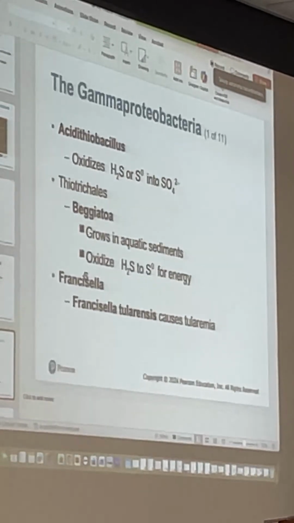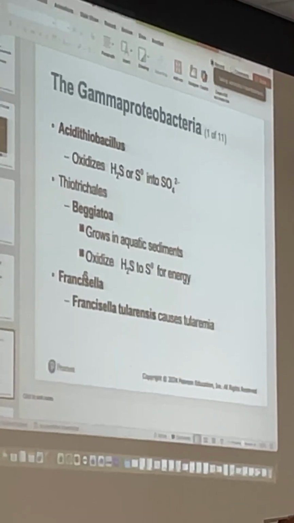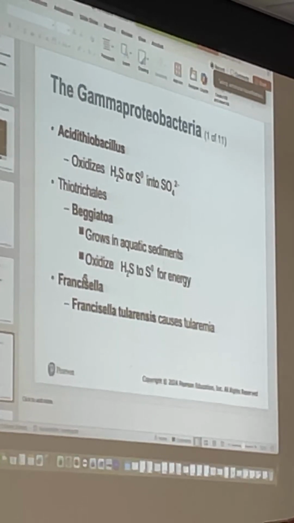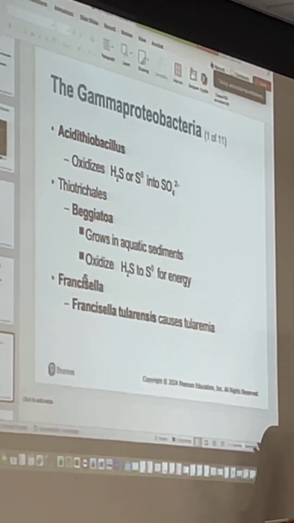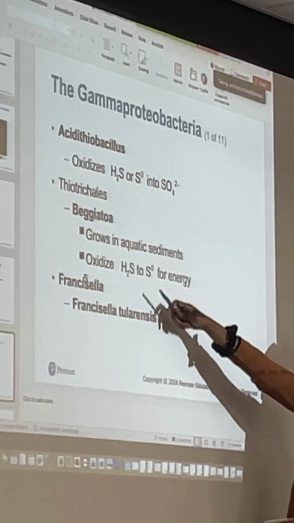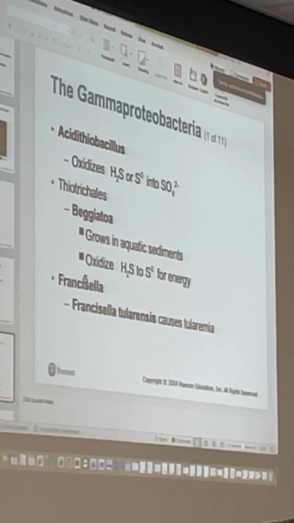And so when looking at the next one, Thiotrichales. So this particular name, I wanted to highlight this one because of the -ales suffix. Whenever you see the -ales suffix, that means it's going to be an order. Right, so if it's an order, that's going to be kingdom, class, order, family, right? So an order comes above the family of bacteria. So this particular one, Beggiatoa, is going to be important because it grows in aquatic sediments, and it's going to be able to oxidize the hydrogen sulfide into elemental sulfur for energy purposes. All right, so it grows in aquatic sediments.